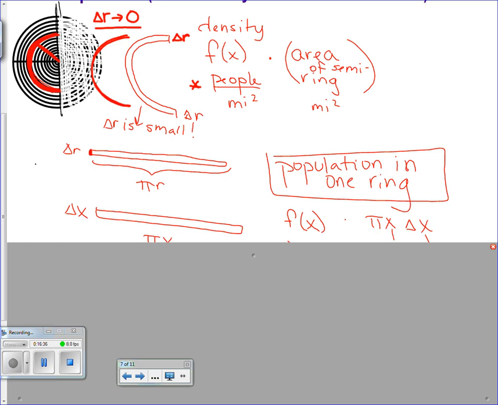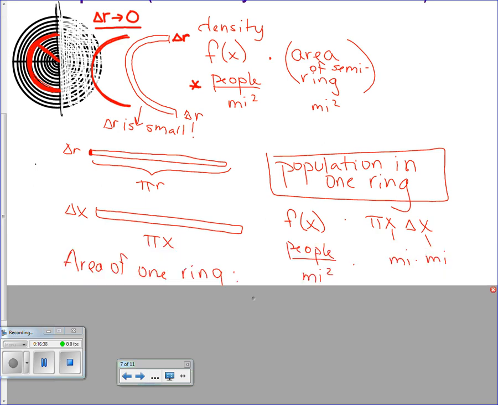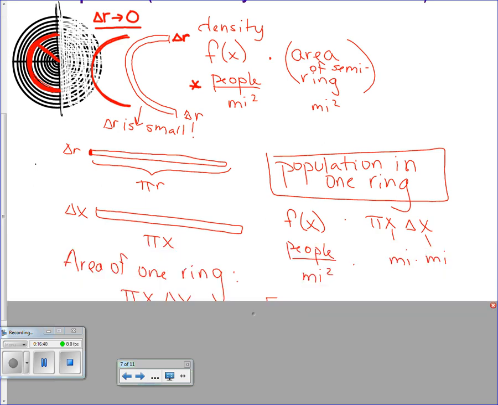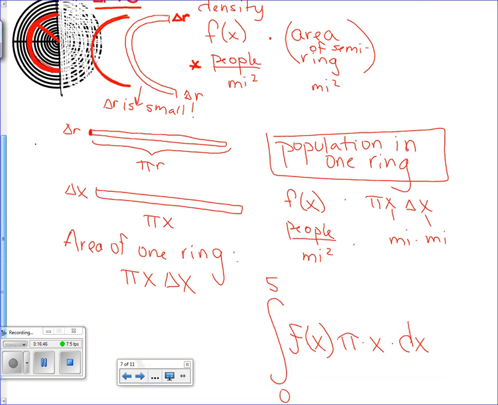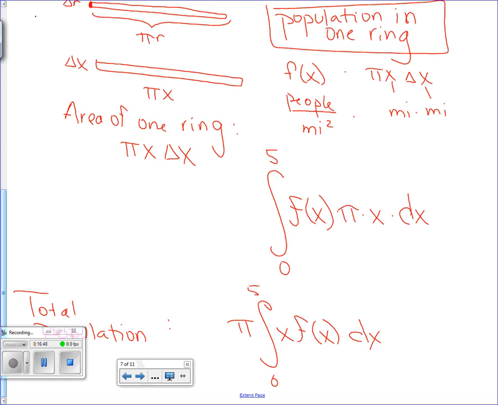And of course, we add them all up. I'm just showing a unit check because that's kind of important. Add them all up and arrive at our wonderful integral. Take the limit, of course, as delta x goes to 0 or n goes to infinity, and this is going to be our integral. And of course, we can factor pi right out and get pi times the integral from 0 to 5 of x times f of x dx.